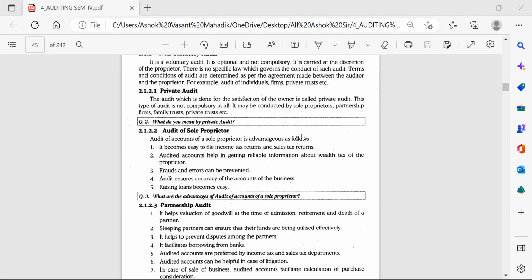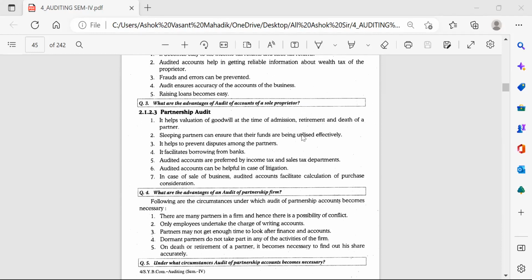Third, frauds and errors can be prevented, or if already committed, we can find them out. Audit ensures accuracy of accounts of the business, isn't it? If you haven't got your books of accounts audited, you can't trust the figure shown by the P&L account. Raising a loan becomes easy in case of sole proprietorship. He has limited funds, so if he wants to get loans, he has to first get his books of accounts audited. Clear?